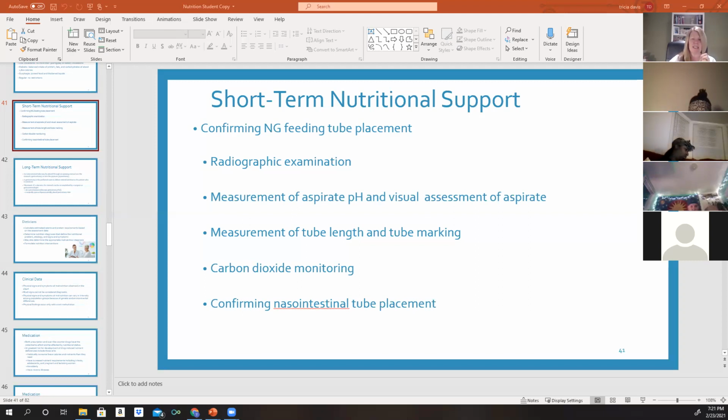When we put in an NG tube, we have to confirm that the tube has been placed appropriately in the stomach. So the only way that we do that in the hospital, I told you that we teach you by the book, and then we're also going to tell you what happens in the real world so that you know.